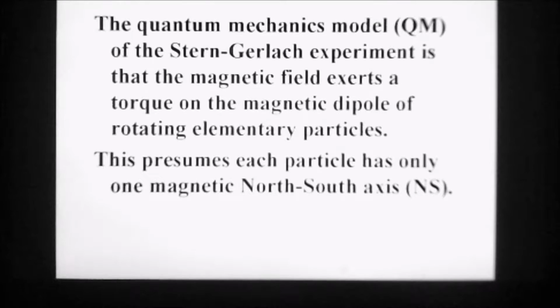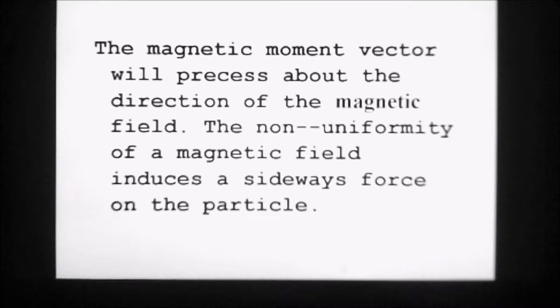The quantum mechanics model of the Stern-Gerlach experiment is that the magnetic field exerts a torque on the magnetic dipole of rotating charged elementary particles. This presumes each particle has only one north-south magnetic field fixed by the rotating charge. The magnetic moment vector will precess about the direction of the magnetic field. The non-uniformity of the magnetic field induces a sideways force on the particle. Thus, you get 2 dots.